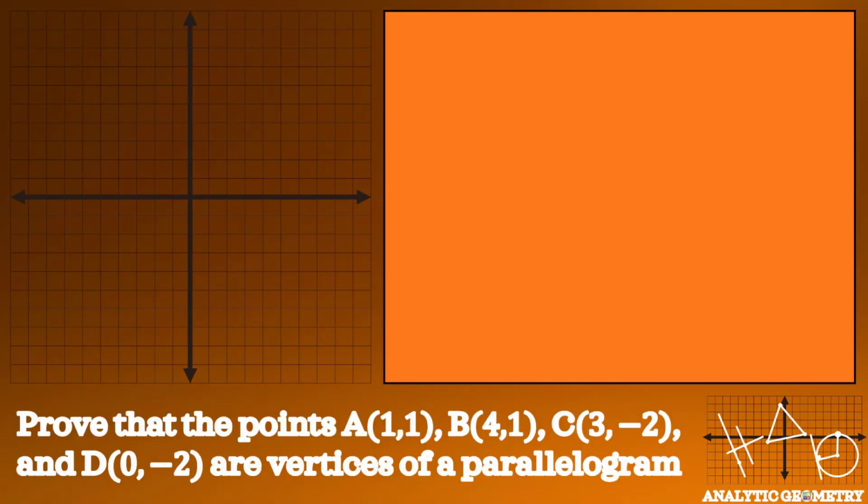Welcome to a new AG session all about analytic geometry. We are to prove that the points given, A at (1, 1), B at (4, 1), C at (3, -2), and D at (0, -2), are vertices of a parallelogram. That means if we connect these points, we could come up with a parallelogram.